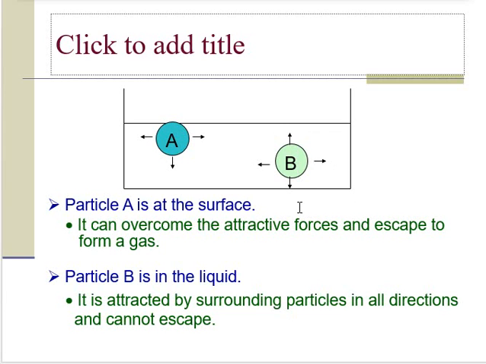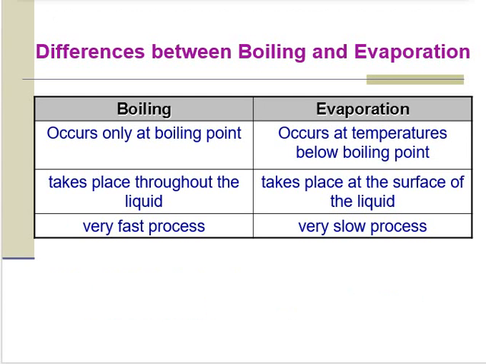So let me explain this a little bit further. Now, let us take a look at particle A and particle B. For particle A, because it is at the surface of the liquid, it can overcome the attractive forces and escape the liquid to form a gas. Whereas if you take a look at particle B, it is surrounded by other particles in all directions and it cannot escape.